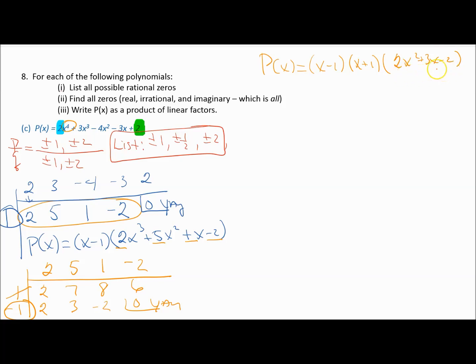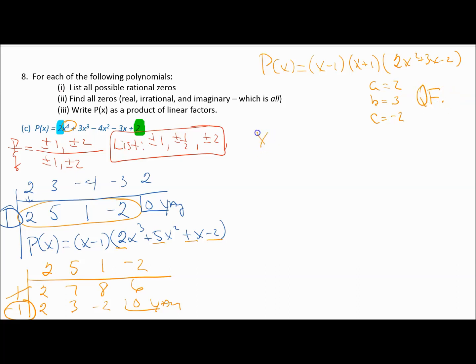Now, here's the deal. This is quadratic. You never have to do more synthetic division once you get down to a quadratic factor. So you can either use the quadratic formula or factor it. Nothing wrong with jumping right to the quadratic formula. In this case, A is 2, B is 3, and C is negative 2. And again, I'm using the quadratic formula to find the zeros.